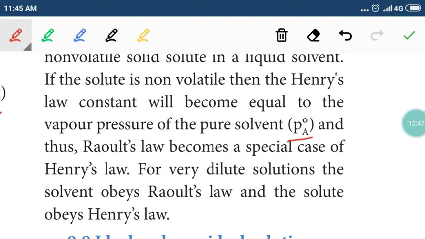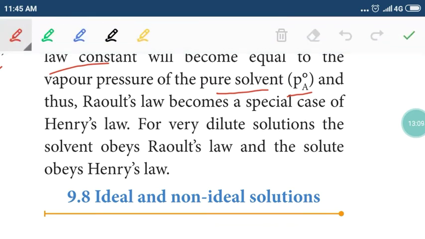So in Henry's law also, if the solute is non-volatile in nature, the vapor pressure of pure solvent and the Henry's law constant both will be equal. And one more important point: when we take dilute solutions, the solvent will obey Raoult's law and the solute will obey Henry's law. In a dilute solution, the solvent is in larger quantity and is volatile in nature, so it obeys Raoult's law, and the solute obeys Henry's law.